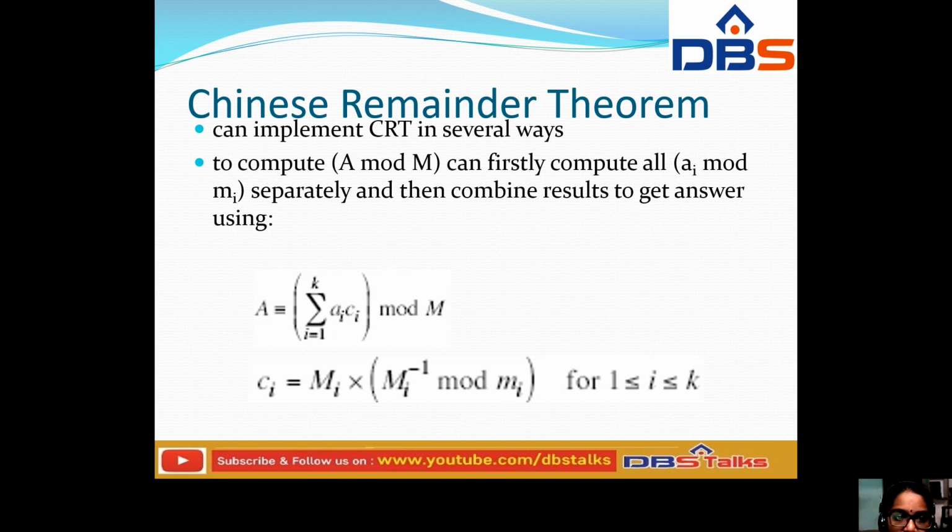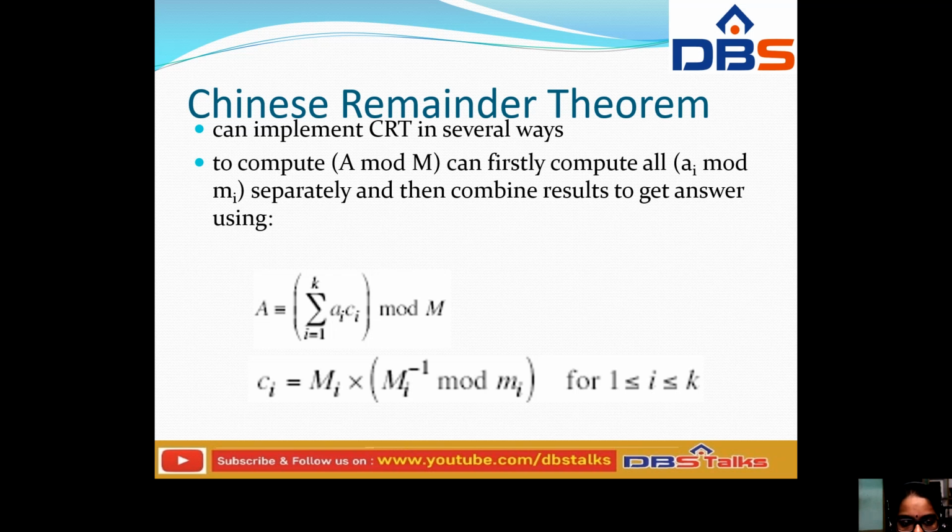This is the Chinese remainder theorem. We can implement it to compute A modulus M. Firstly compute all Ai modulus mi separately, then combine the results to get the answer using A equal to the sum over i equal to 1 to k, that is A1 C1 plus A2 C2 plus A3 C3 and so on up to Ak Ck. Just like that you perform the sigma sum operation.